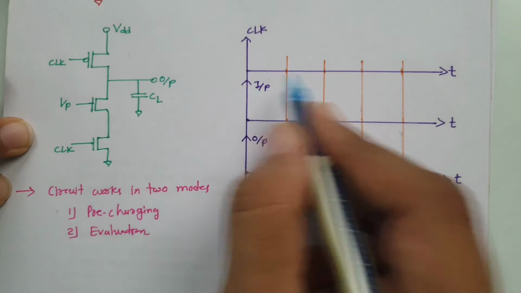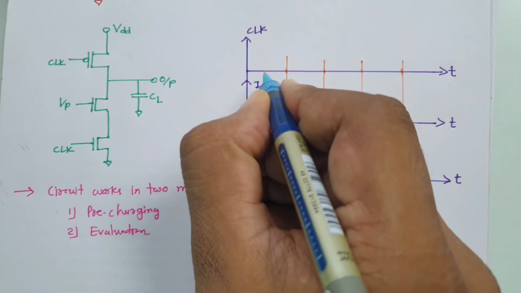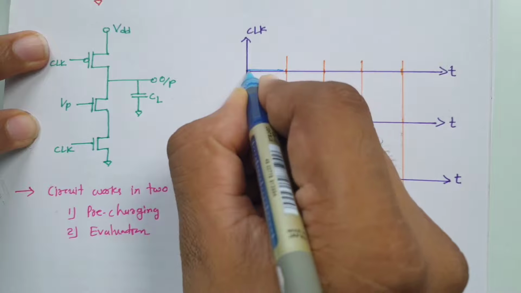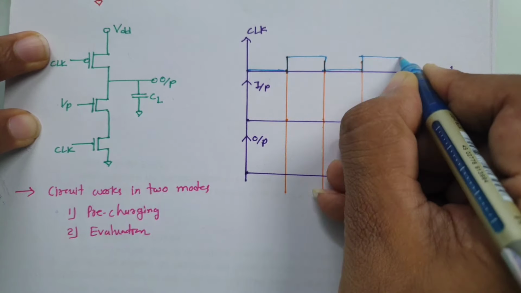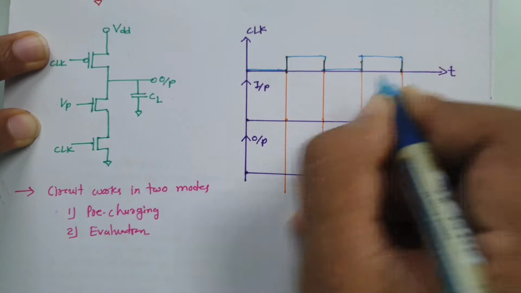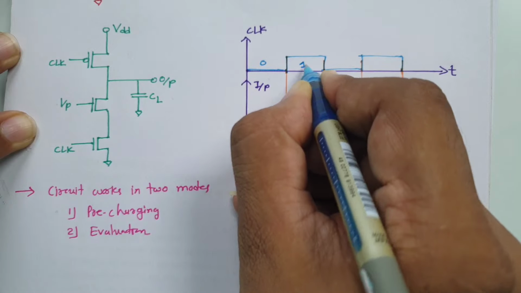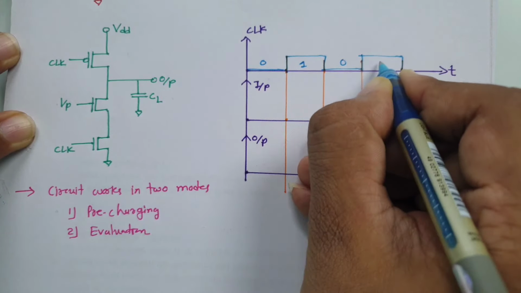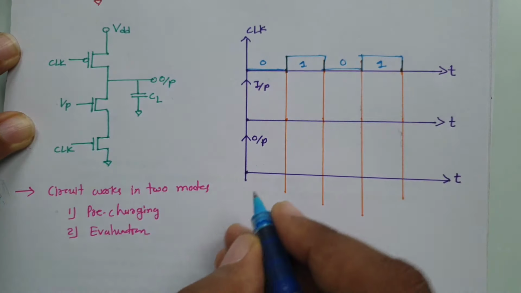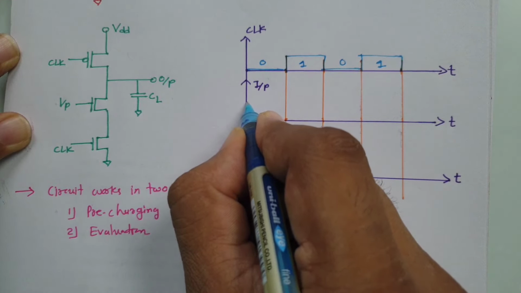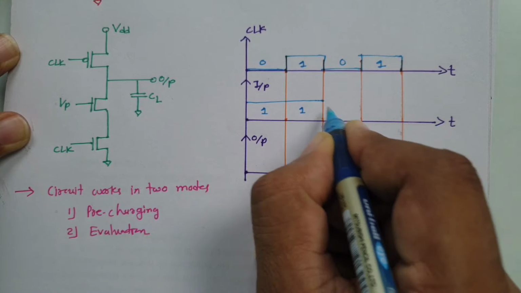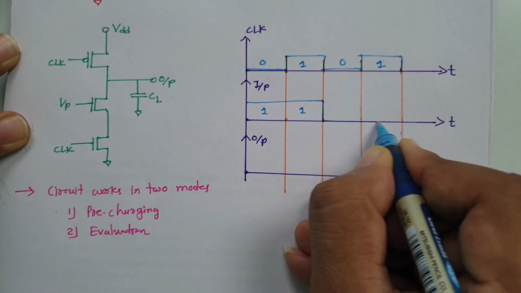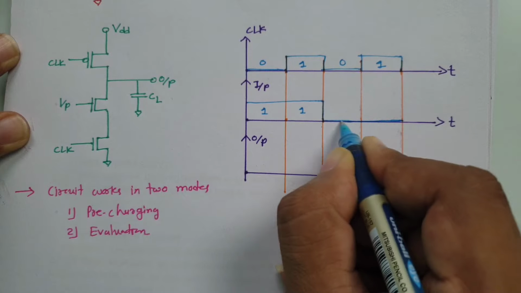Now see, here in this clock we will be giving a clock signal. The clock signal will be like this. This is logic 0 of the clock, this is logic 1 of the clock, this is logic 0 of the clock, and this is logic 1 of the clock. And here we give input, that is logic high for this time period and logic low for this time period.